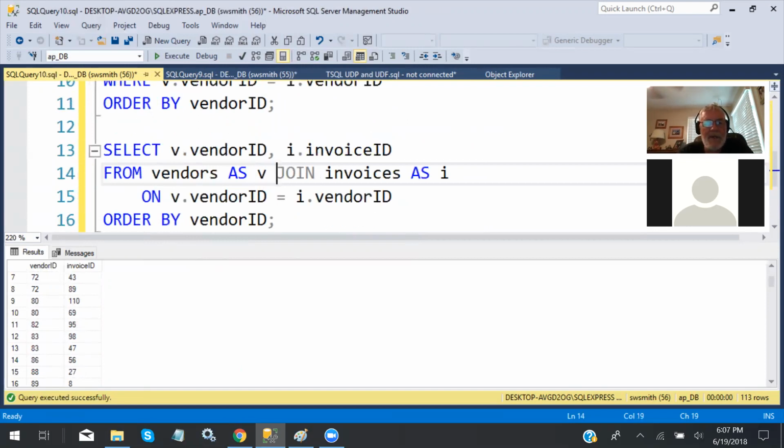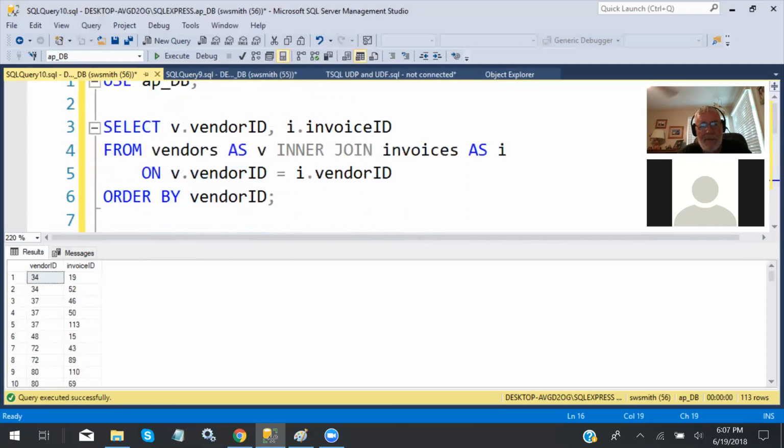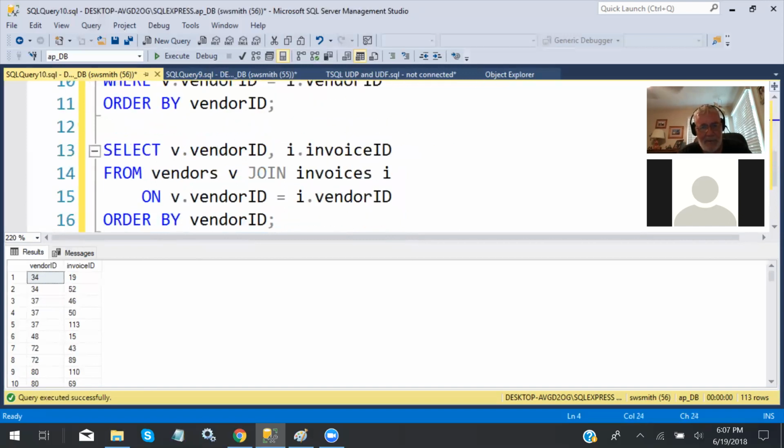Other things that I can do, and you can do if you get out of my class, you can drop the keyword as, and it will still work. I teach the full syntax of the language, so if we run this one, it will still work. We will still get the same. So select v.vendor ID, I.invoice ID from vendors v join invoices I. I will not be happy if you write it like this. I want to see the full syntax as v. I want to see the full syntax of using the term inner join instead of join.